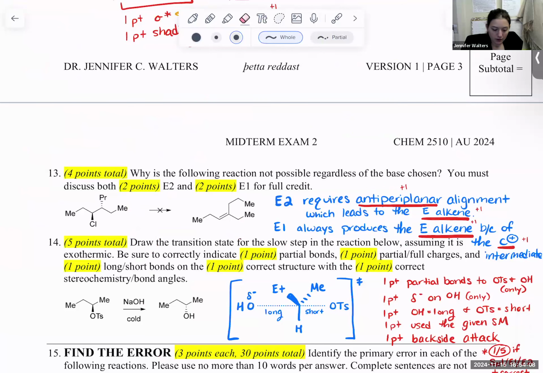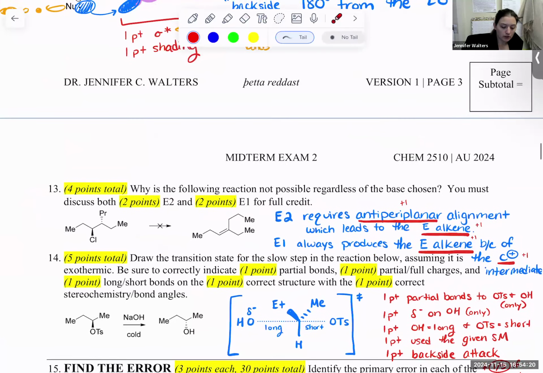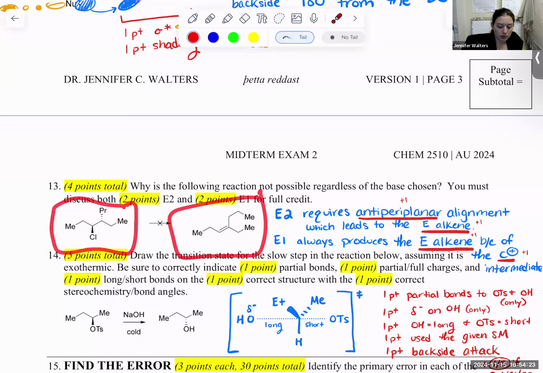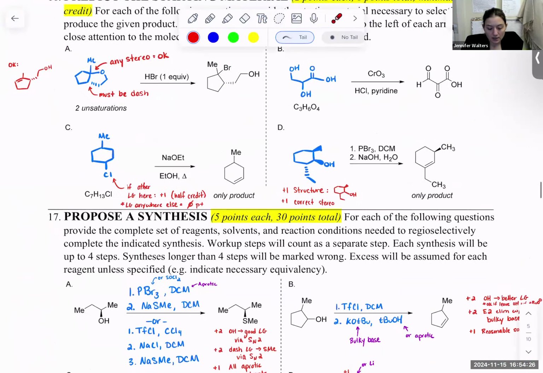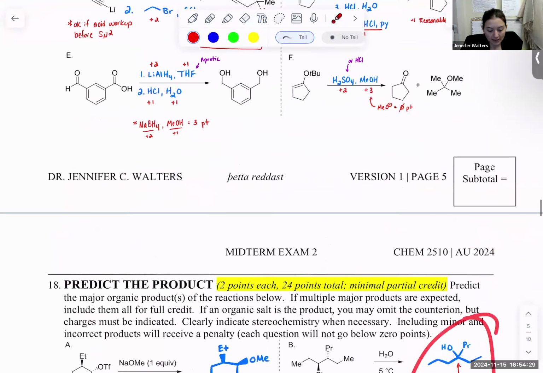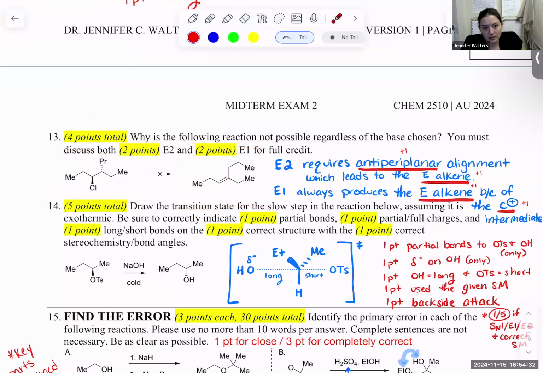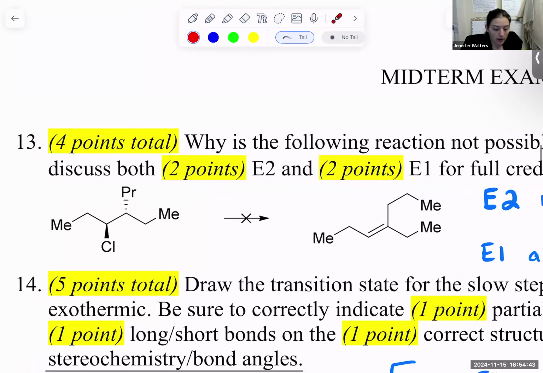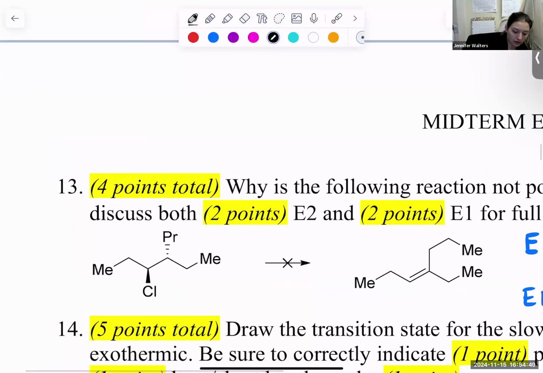Number 13. So I was hoping two things with number 13. One, I was hoping that you would see that I told you that this structure can never go to this structure. So I was hoping that then when you got to the predict the products, you then knew that you could never draw that structure, the product in 13 on your predict the products, because I told you this thing will never exist. So that was one thing that I was hoping was going to be a hint to make life easier.